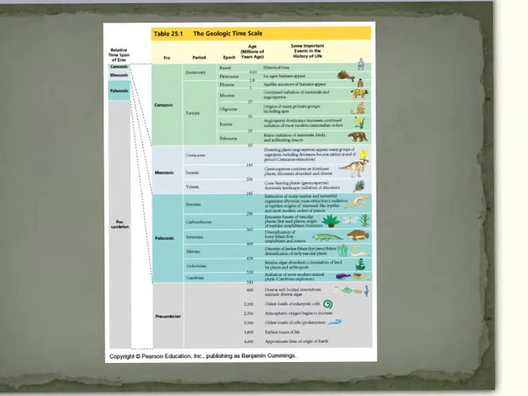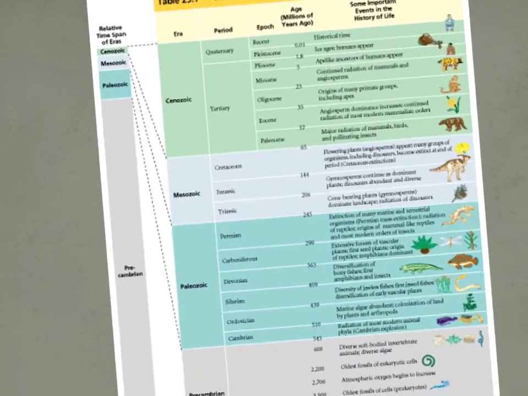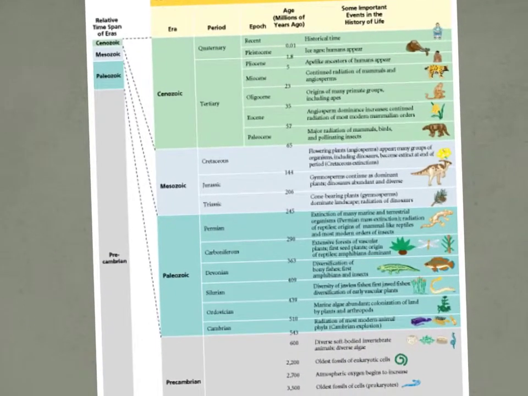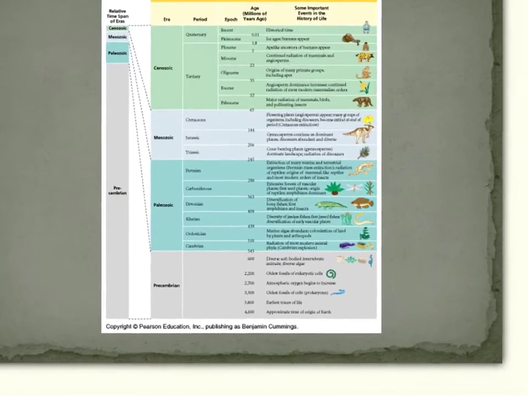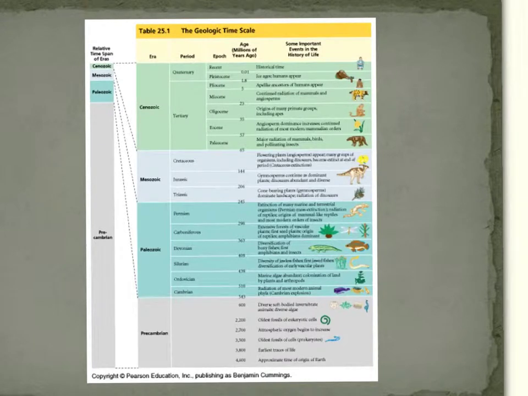So here's a diagram of Earth's geologic time scale, and you can see on this one it actually does not have the eons, but it does have the eras listed off here on the side. If you look at it, present time is up here at the top, and the past goes down here, so you can already see that our longest era is the Precambrian era. However, not really a lot of stuff happened in there.